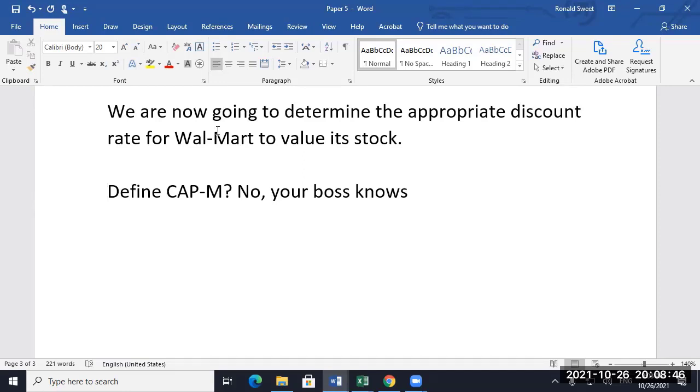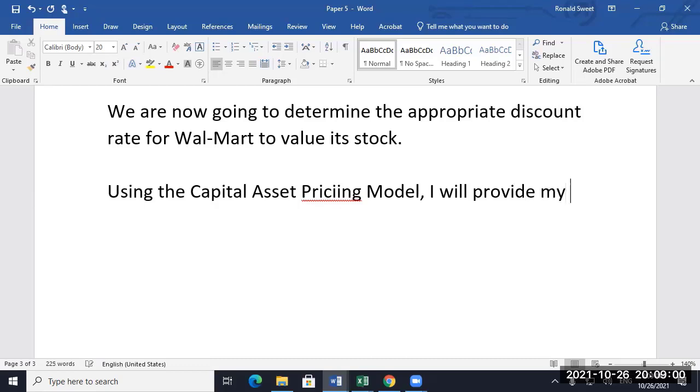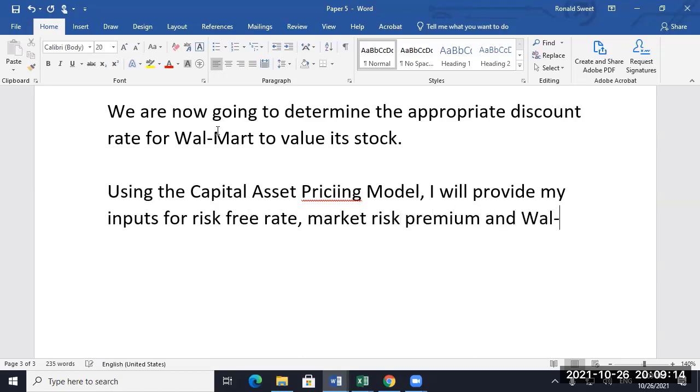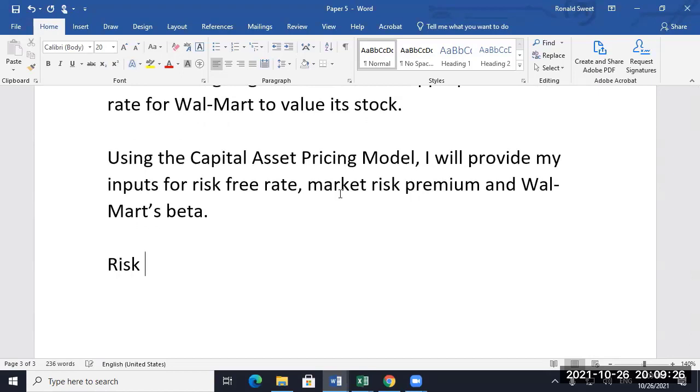So we don't need to define CAPM, but we need to say that using the capital asset pricing model will provide my recommendation, or my inputs, for the risk-free rate, market risk premium, and Walmart's beta. You have a little bit of introduction, but other than that, you don't have to define CAPM. All right. This risk-free rate.